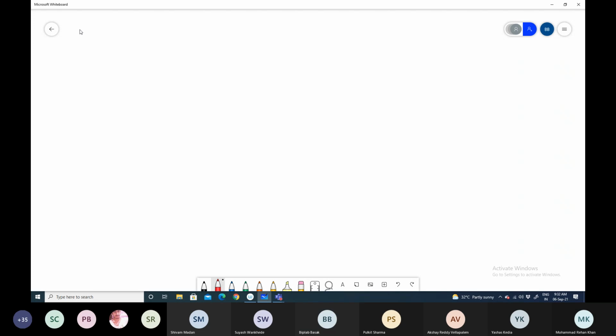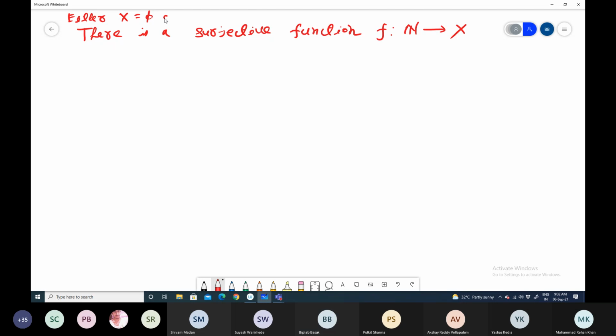So suppose there is a surjective function f from the natural numbers to X. The statement was either X is empty or there is a surjective function like this. Now that implies X is countable, right?